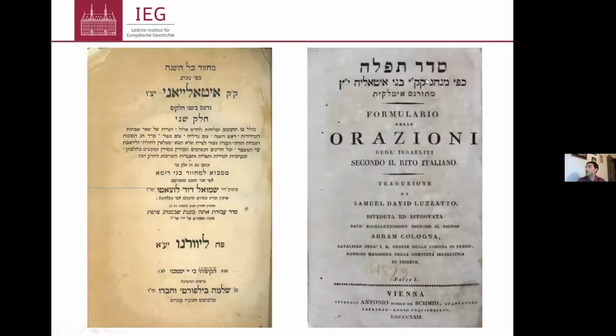Here in the slide, we see, for example, on the right side, Seder Tfilah, che fi Minhag Italia, Formulario delle orazioni degli Israeliti, secondo il rito italiano. This is the 1829 translation of Shmuel David Luzzatto of the Siddur, according to the Italian rite. But the zenith of his research on Italian Minhag, however, can be considered his edition with long historical introduction of the Mahzor Bnei Roma, Mahzor of the Children of Rome, which is the other name by which the Italian rite is known.